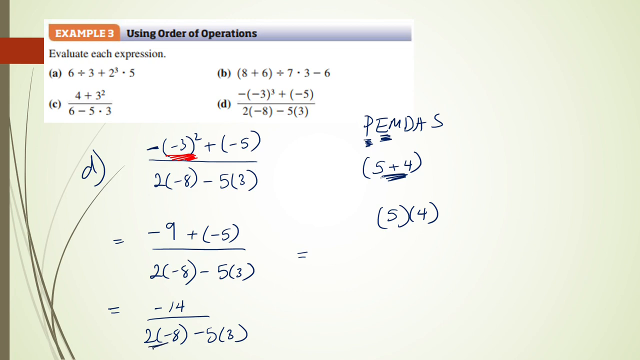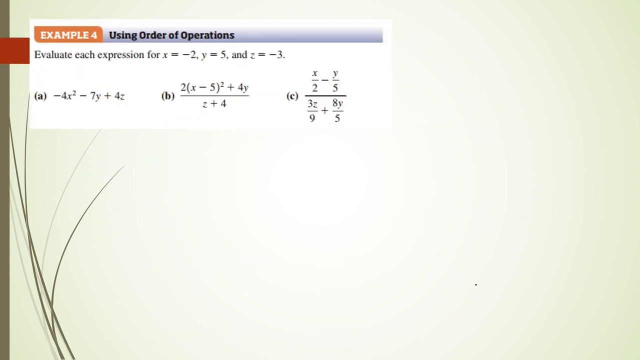We have two multiplications here. I have negative 14 divided by negative 16 minus 15. Again, I'll simplify the bottom. So we have negative 14 divided by negative 31. And the negatives do cancel out, so our final solution is 14 over 31.